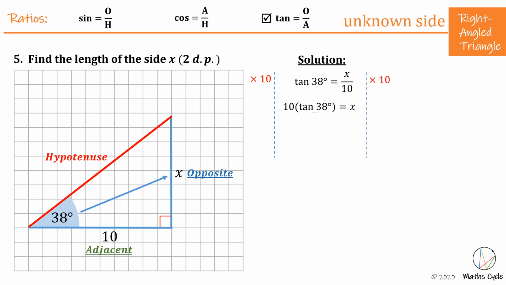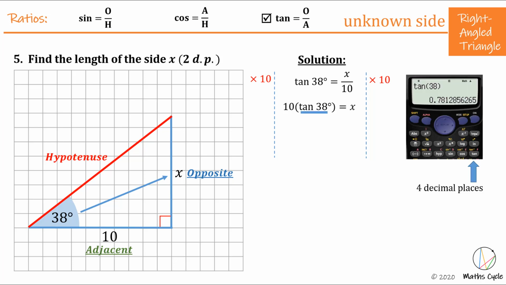So what is the ratio tan of 38 degrees? Check it on your calculator and we can see that it's 0.7812856265. Take that ratio and multiply it by 10. And we get our answer as 7.81285665. So go over to your question and find out how they want us to leave the answer. It's correct to 2 decimal places. So looking at our calculator here, after 2 decimal places, after the 1 we have a 2, which means that's less than 5, so we'll be rounding down. So my answer is 7.81.